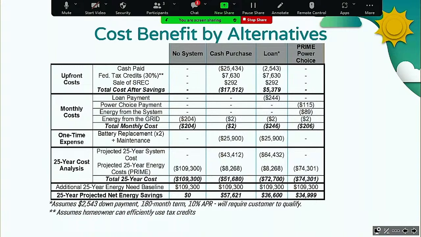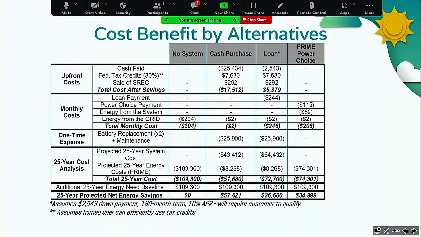Staff, PE, and CalChoice conducted a cost-benefit analysis comparing 4 scenarios, where the assumption is that non-Power Choice energy rates increase at 4.5% per year. The first column, no system, is a look at a household with no solar system. This home during a 25-year period consumes approximately $109,000 worth of energy. And because there is no solar system, there are no net energy savings. So this will be the baseline.